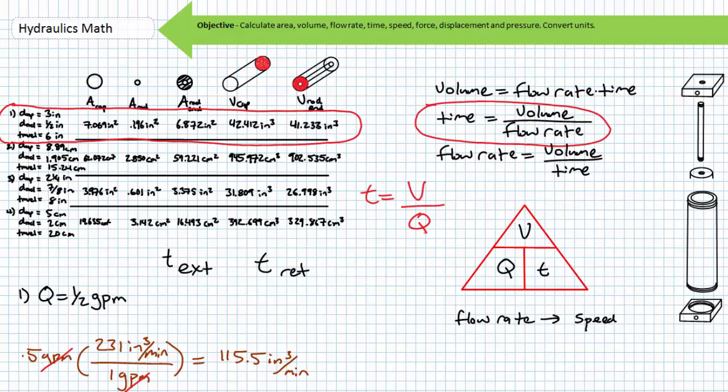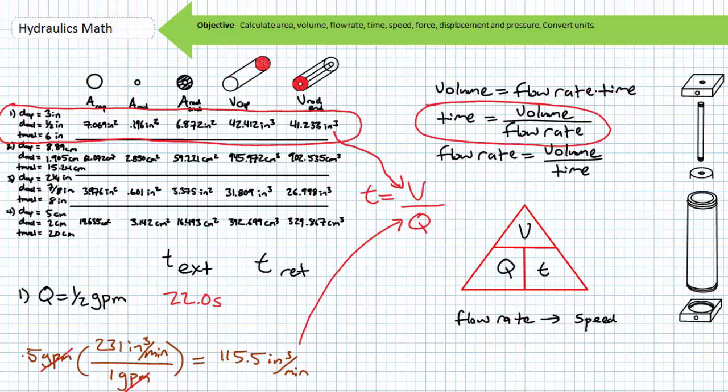Given time equals volume divided by flow rate, and substituting in the necessary unrounded values, units of cubic inches cancel out, and we're left with a time in units of minutes. This can be converted to seconds with the understanding that 1 minute equals 60 seconds. Units of minutes cancel out, we're left with an extension time of 22.0 seconds rounded to the tenths place.